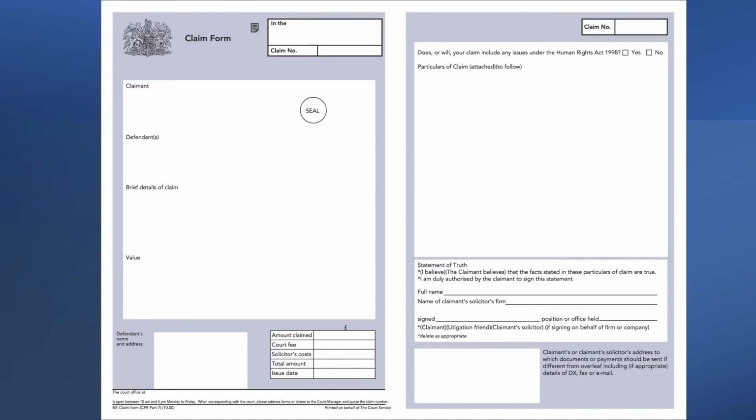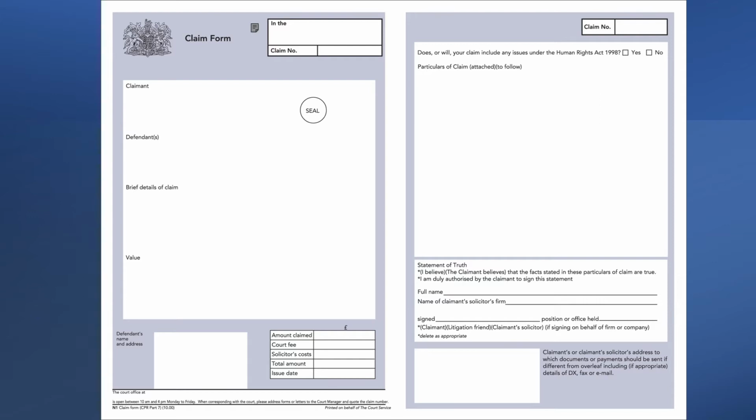Now this is an example of what the claim form looks like. We have the claimant, the defendant, the brief details, and the value. You need the defendant's name and address should you have it, and a list of the amount claimed, the court fees, solicitor's costs, and so on. It also asks about the Human Rights Act: does it include any issues under the Human Rights Act? For example, when we did statutory interpretation, we looked at the case of Ghaidan v Godin-Mendoza. This would have potentially breached the Human Rights Act, so this box would have been ticked.